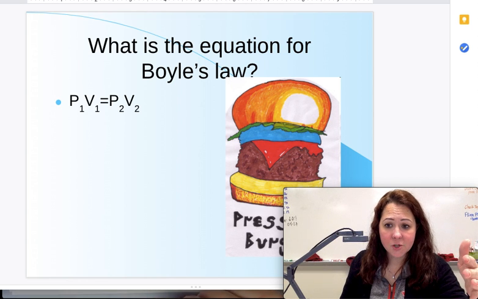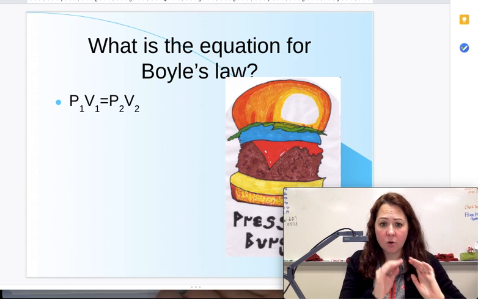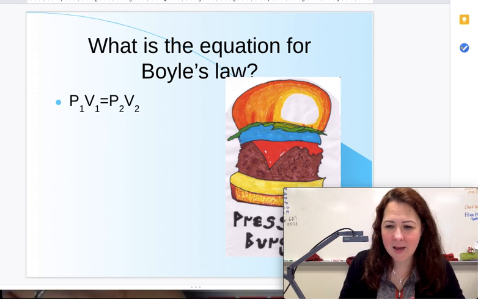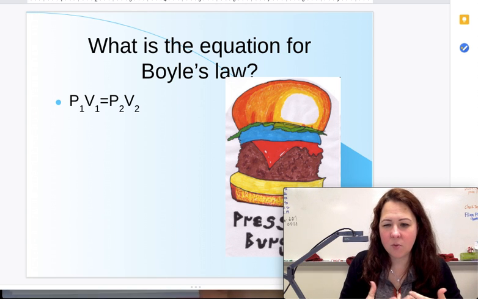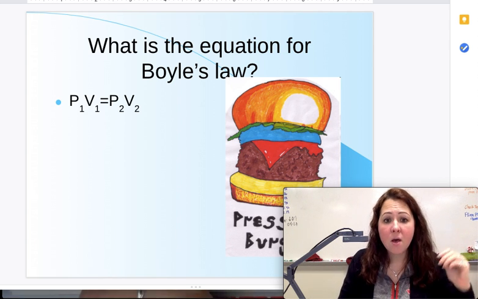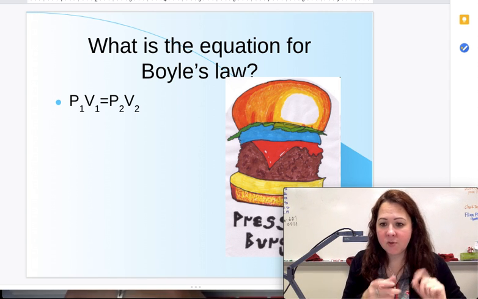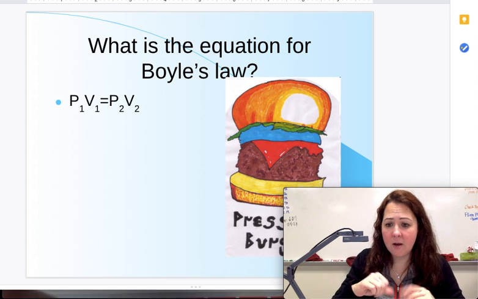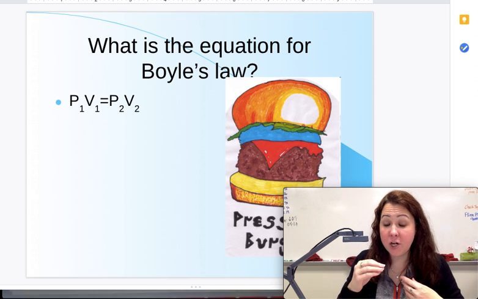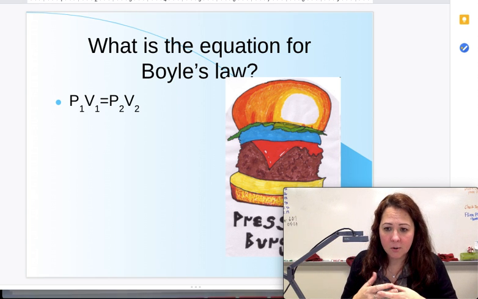So with your equation, you have variables. You have ones and you have twos. The one is what you start with. I don't like to use letters with these because we get confused. So P1 is your initial pressure, your starting pressure. V1 is your initial volume. Then you're going to change one of those variables. Maybe your pressure goes up or down, however you want to do that, or you change your volume up or down, and we want to know what's going to happen when that occurs.